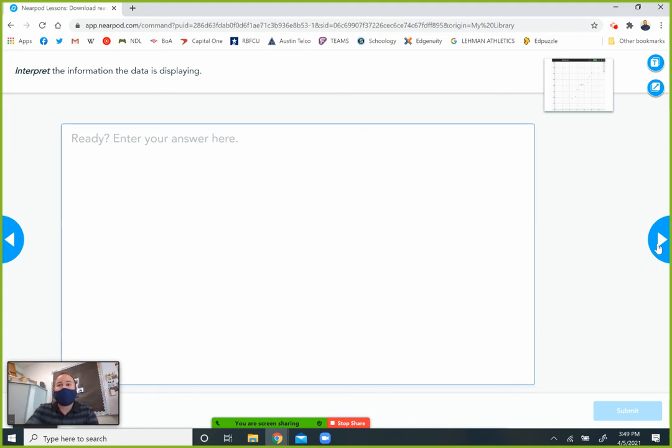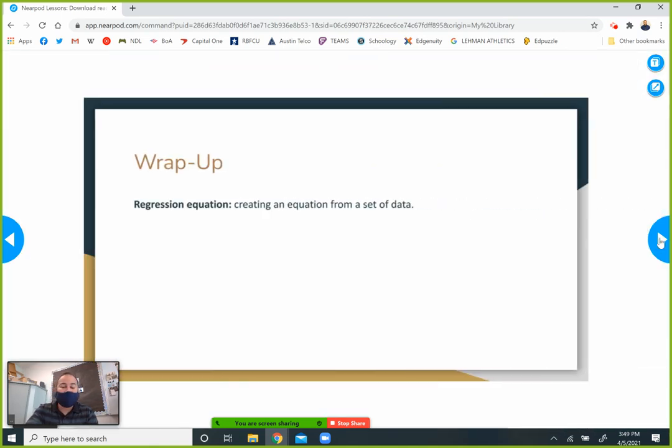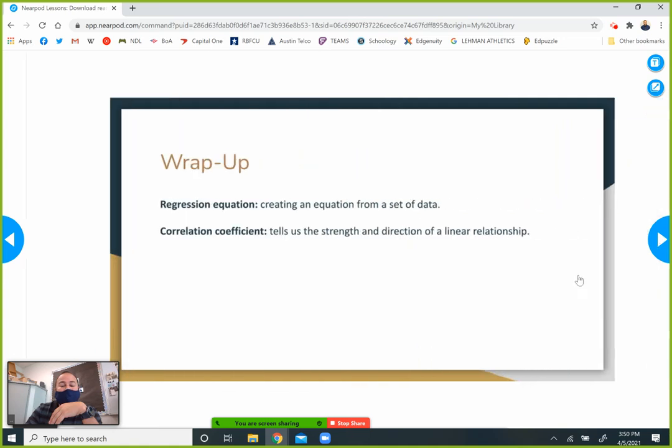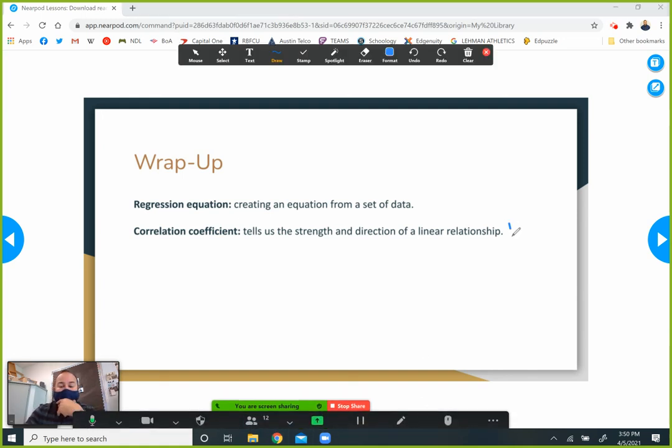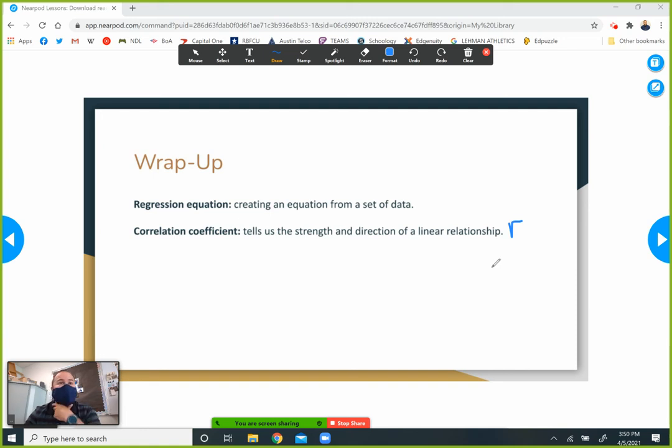Everybody got their answer in? All right, now I'll just wrap up real quick. So regression, if I ask you to write a regression equation, that just means making an equation from the data. Put the data into the calculator, Desmos or TI-84 calculator, create the equation. That's what regression means. Correlation coefficient is how strong the data is. What letter is correlation coefficient? The R is always correlation coefficient, not the R squared, just the R. R squared is something else. If you were in an AP Statistics class, we would talk about that, not in this class.